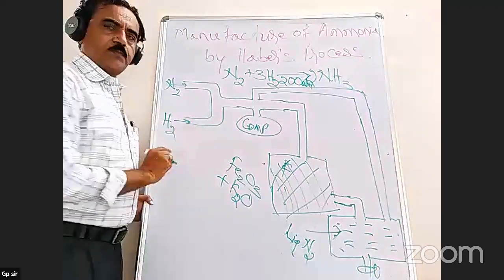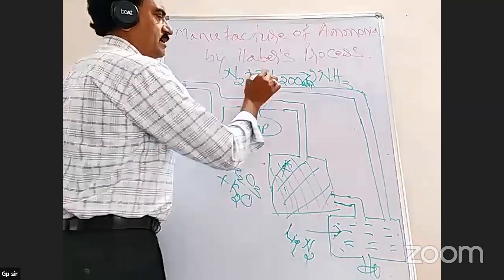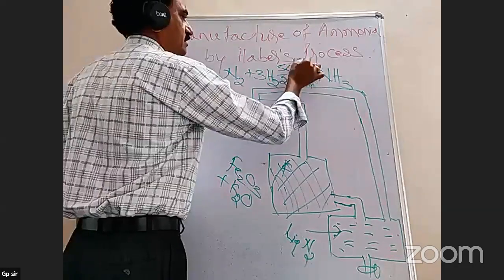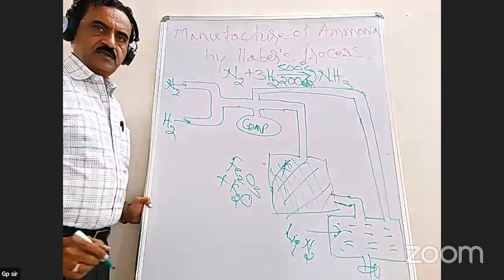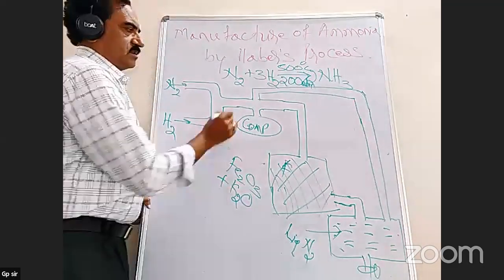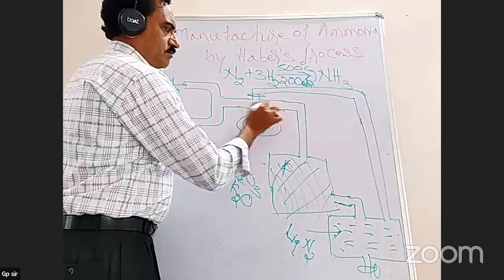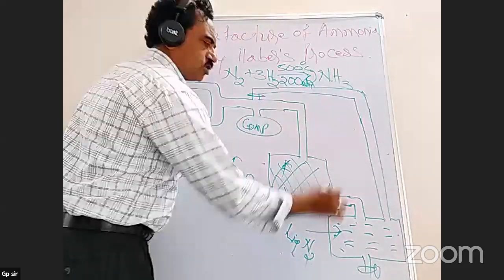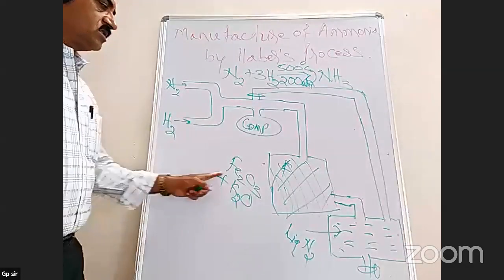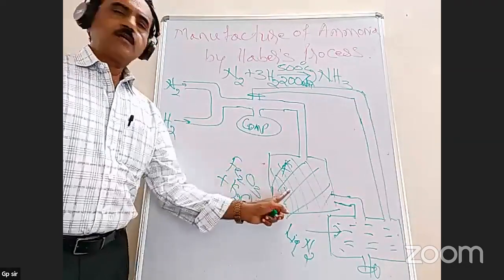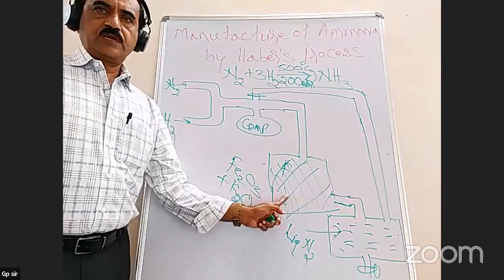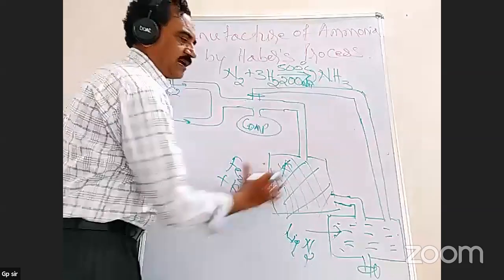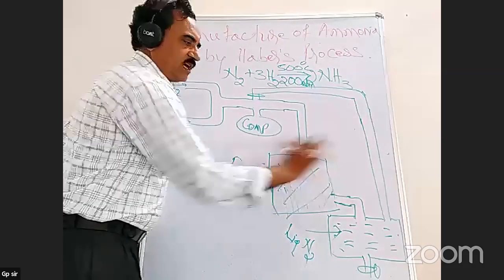That much high pressure has to be applied. And then it is heated here, to about 500 degrees Celsius or 773 Kelvin. The hot, compressed gas mixture is now passed into the reaction chamber. The catalyst chamber consists of hot iron oxide and potassium oxide. Here the reaction actually takes place. Hydrogen will react with nitrogen and ammonia is formed.